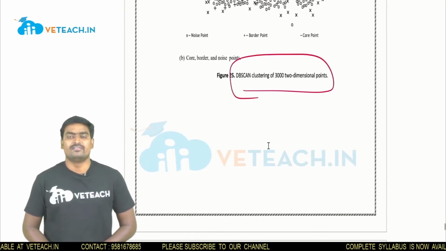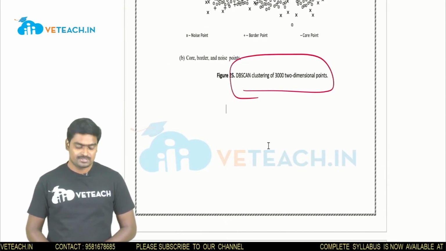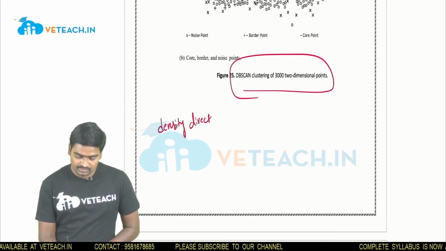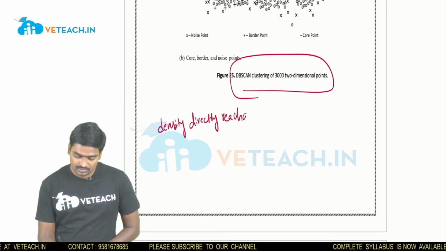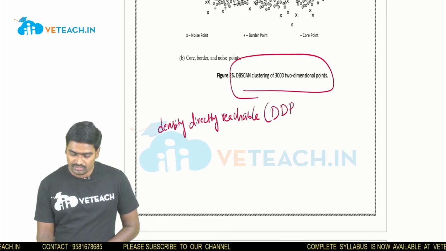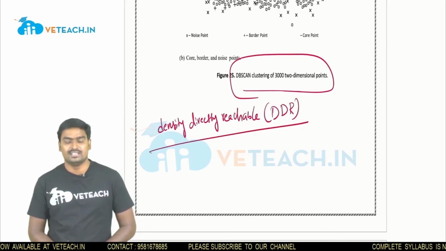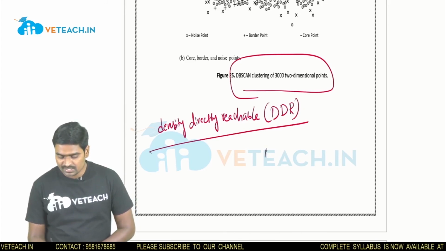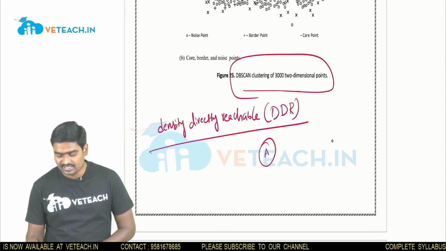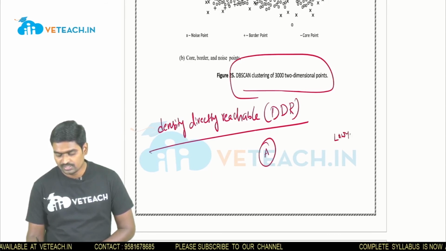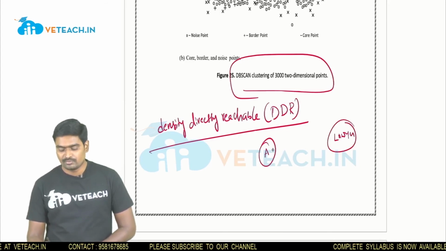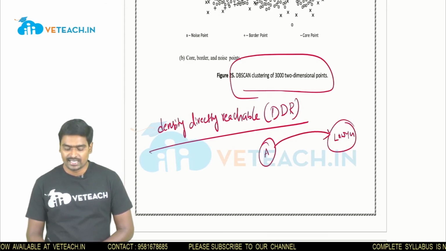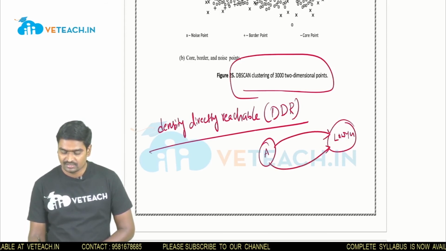In this DBSCAN, we have to explain a few concepts. Directly density reachable, also called DDR. What is the meaning of this? For example, take a person A and take another person, a lawyer. A person wants to meet the lawyer directly. It's easy. That means density directly reachable.